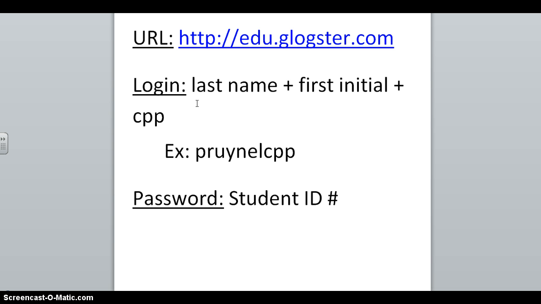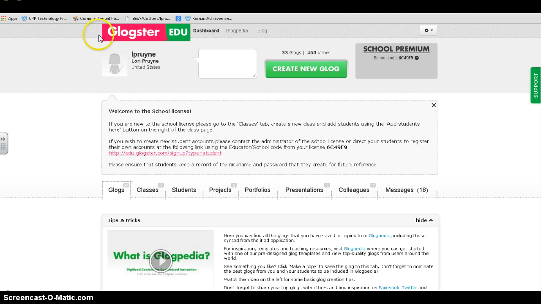Your login is set as your last name plus your first initial plus the letter CPP. So mine, for example, would be Prine L CPP. All student accounts are set already with their password as a student ID number. If you'd like to pause the video for a moment and get logged in, go right ahead.